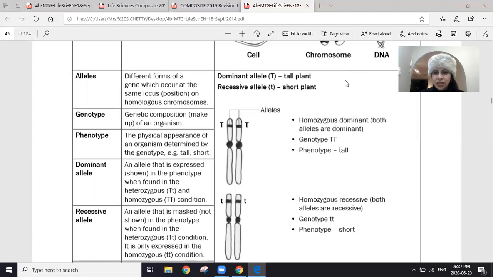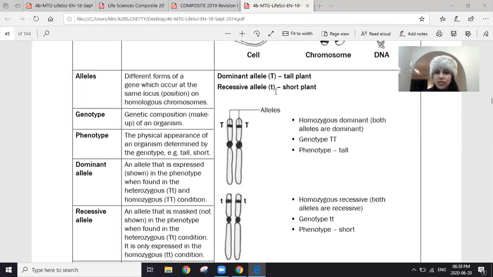Remember, genes determine what we look like. And very importantly, one gene, one characteristic. So if we're looking at the characteristic of height in a plant, you will see in this particular scenario that they have presented to you, they talk about a dominant allele and a recessive allele.